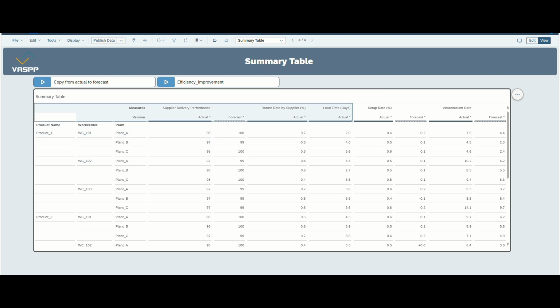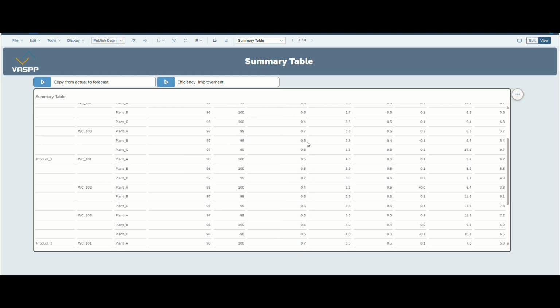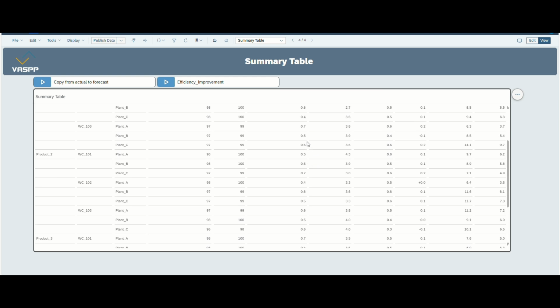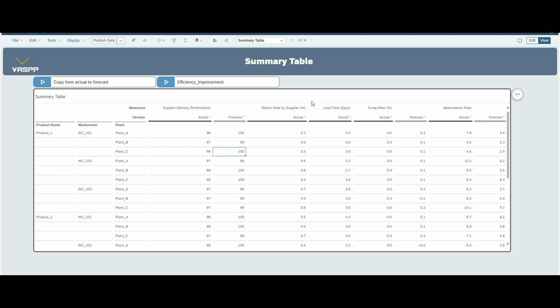The efficiency_improvement action then applies targeted improvements, such as reducing scrap, lowering absenteeism, or improving supplier delivery, so we can simulate how small operational gains impact overall production efficiency in the aerospace and defense process. This summary enables performance benchmarking between plants or products, root cause analysis for any lagging KPIs, and cross-functional collaboration, as it provides finance, HR, quality, and operations with a single source of truth.